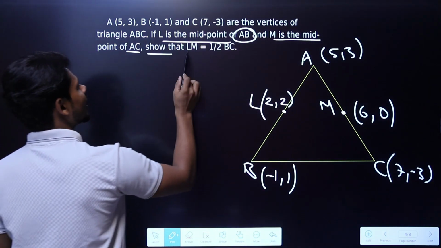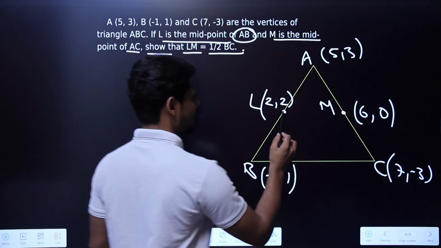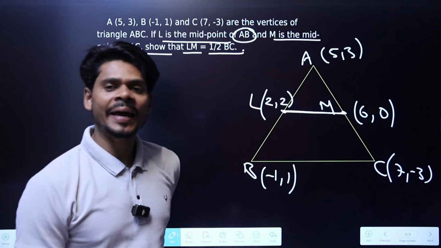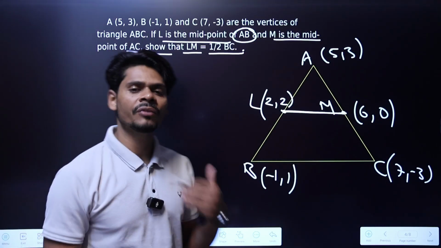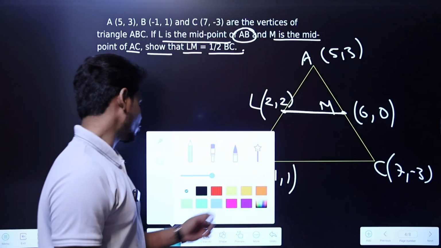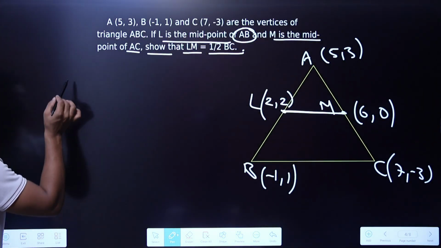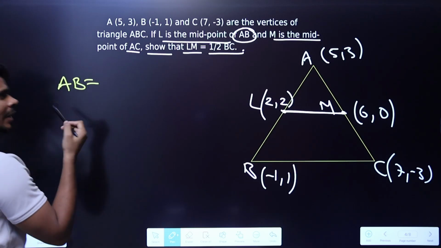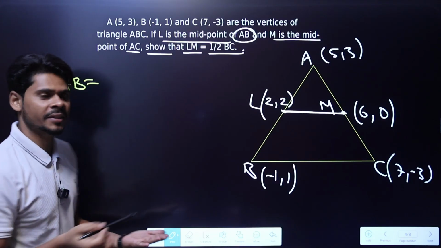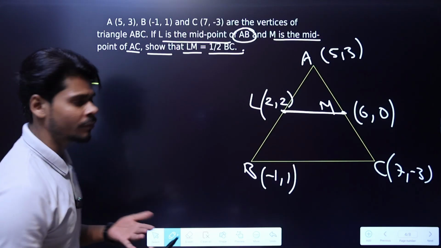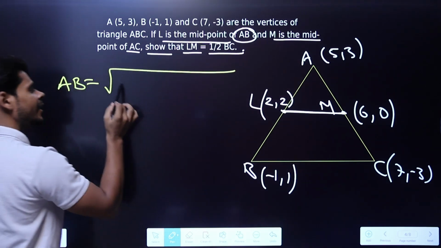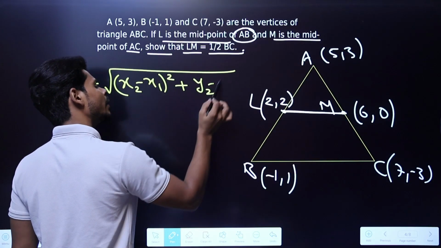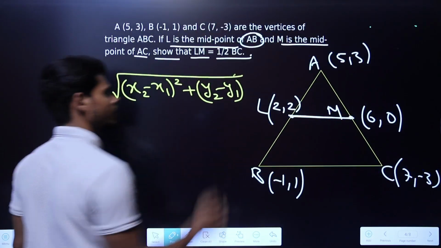Now we have to prove that LM is half of BC. If I join LM, we need to prove that LM is half of BC. It means here we have to use the distance formula that we have already studied. If you haven't studied it, no problem. So let's say there are 2 points A and B, and if I want to find the distance between these 2 points, then no doubt you will be given the coordinates of these 2 points, and the formula is square root of x2 minus x1 to the whole square plus y2 minus y1 to the whole square.